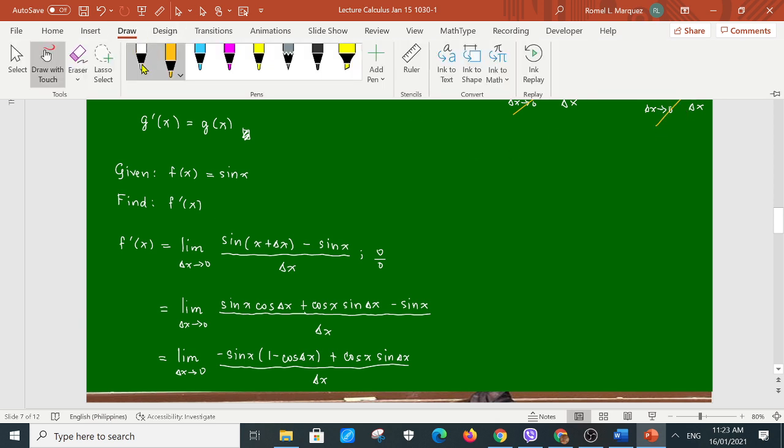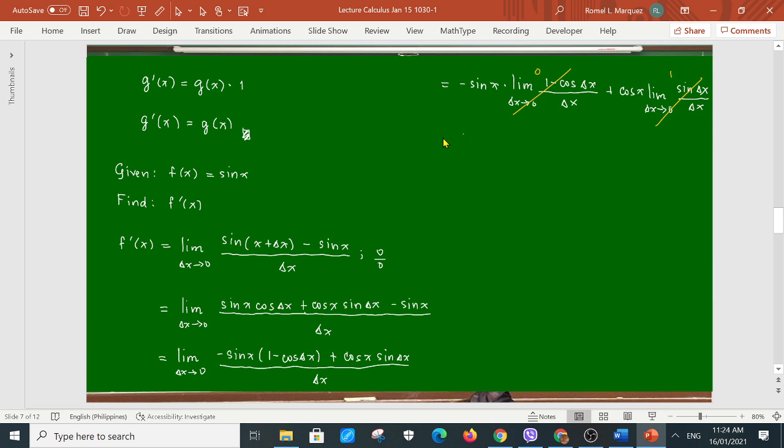So therefore, what's now the derivative of sine? This is 0, so this is simply cosine, because this is 1. Okay? Cosine x. That's it. A question, guys? Walang question?